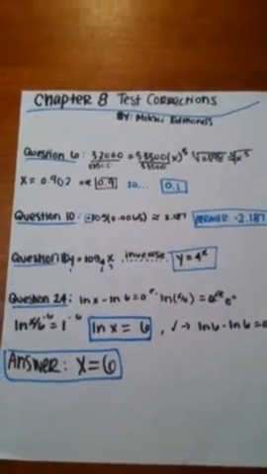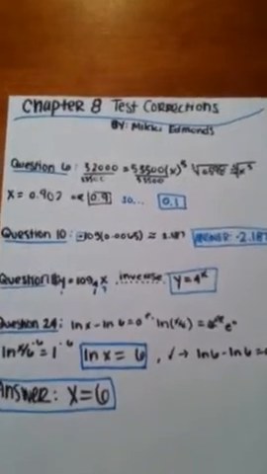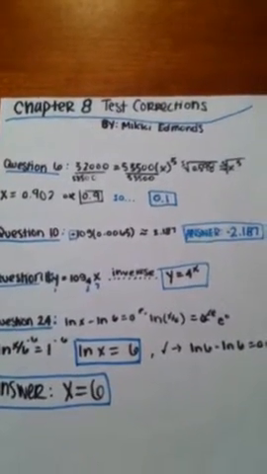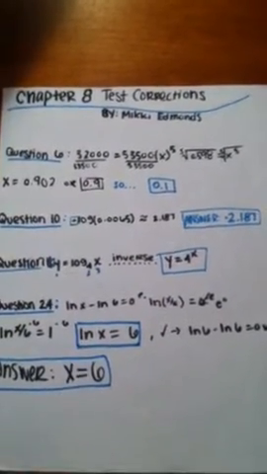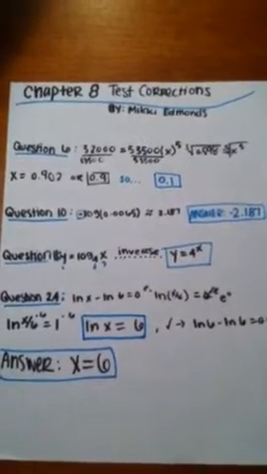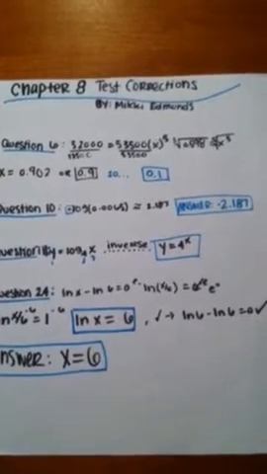These are my Chapter 8 test corrections. The first question that I got wrong is question number 6. And the question was, suppose a new BMW was worth $53,500 and its value 5 years later was $32,000. Find the annual rate of decrease. Answer to the nearest tenth.